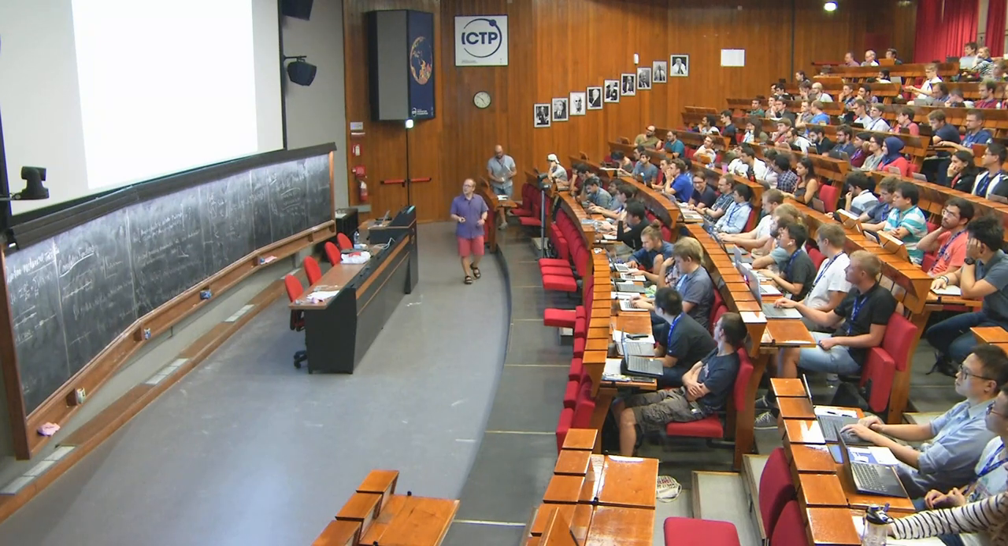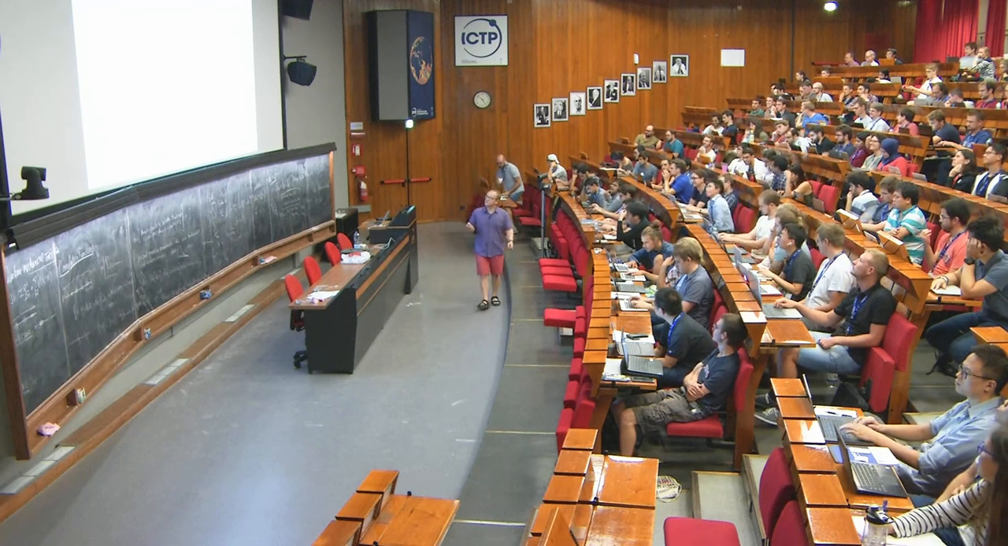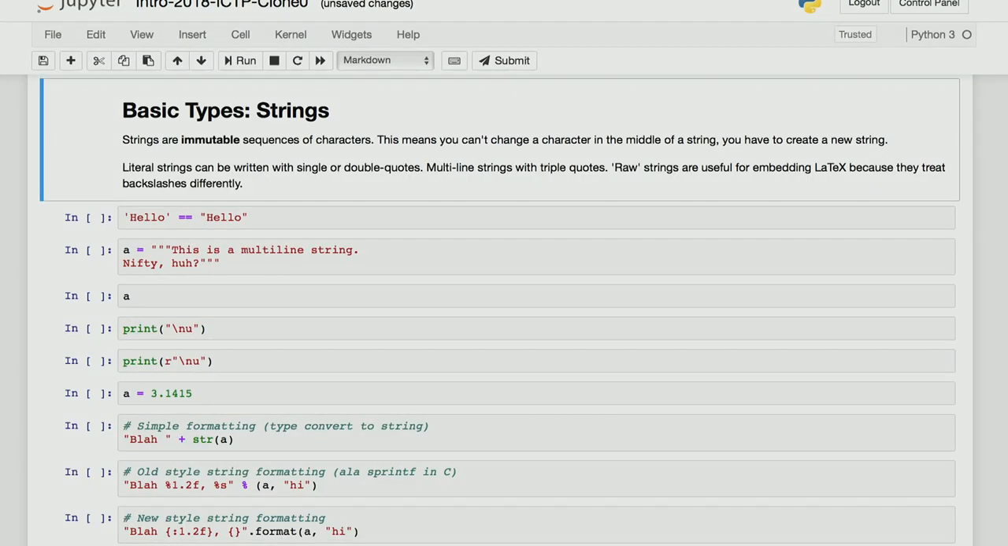Okay, that's fine. So the next basic type is a string. They are immutable sequences of characters, which means once you create them, you can't change them in place. You have to make copies of them to make changes to them. It's okay in practice. Literal strings can be written with single or double quotes. Multi-line strings can be written with triple quotes. And raw strings are useful for embedding stuff with backslashes. So let's see how that works.